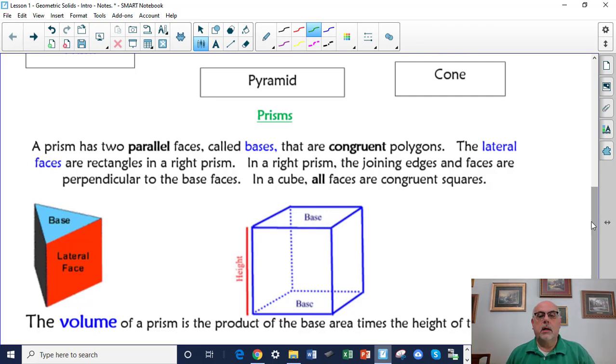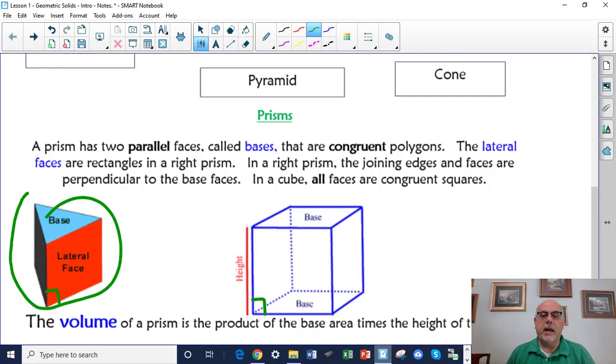We'll be dealing mostly with right prisms. So they're all right angles here. Even if it has a triangular base, like this one here, the height is perpendicular. Okay, so in a cube, all faces are congruent squares. In a prism, the faces are rectangles.